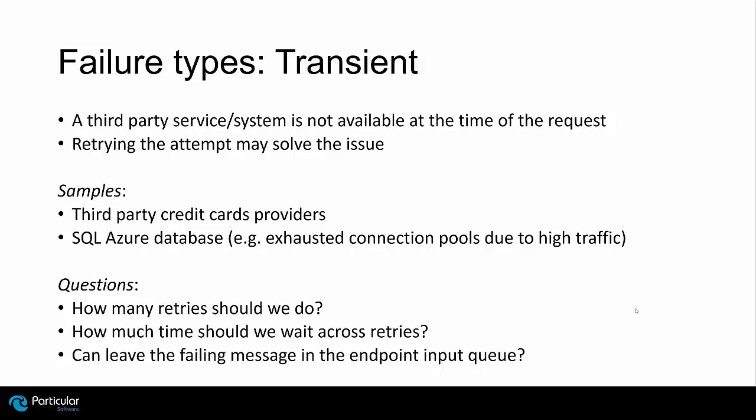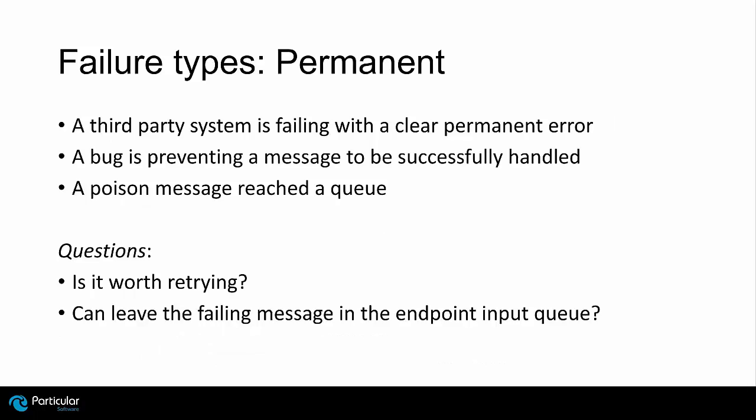So let's move on to the next failure type, which Elton described. This is the permanent failures. Permanent failures are more than just a glitch in the matrix, to use again the matrix analogy. It is like the matrix has been shut down, for better or worse. Examples are if a third-party system is failing with a clear permanent error, such as a resource is no longer available, or a bug in the message handling code prevents a specific message from being handled successfully multiple times, or a poison message reaches the endpoint's input queue.